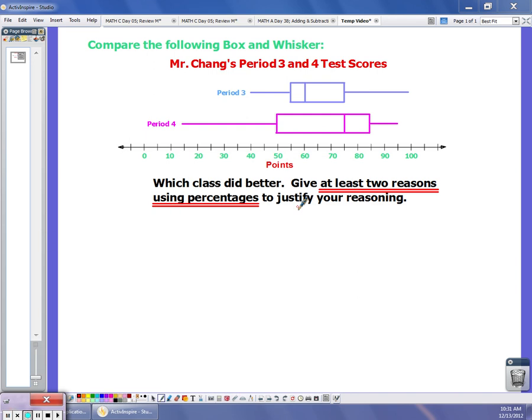Everyone, this is Mr. Chang coming back to you guys with some box and whisker plots. Today we're going to compare two box and whisker plots, which are my period 3 and my period 4 test scores. And obviously these test scores are made up. They are not true information.